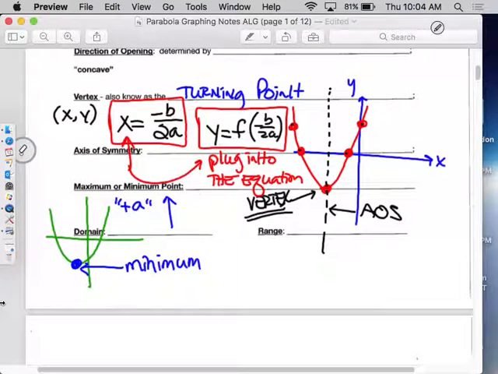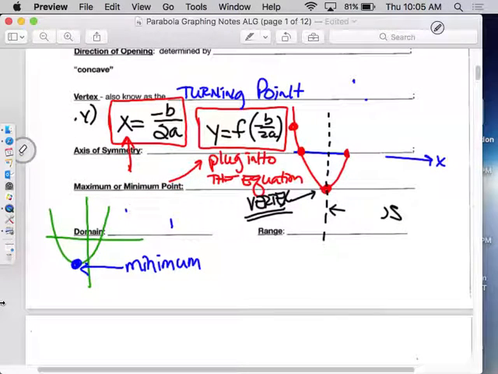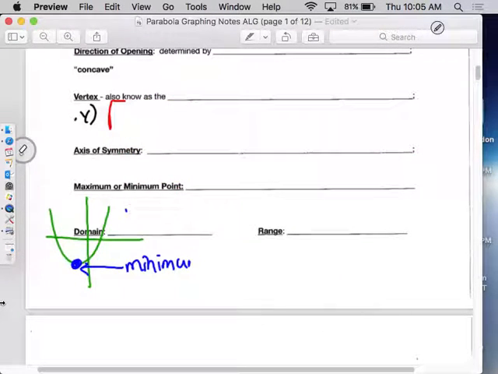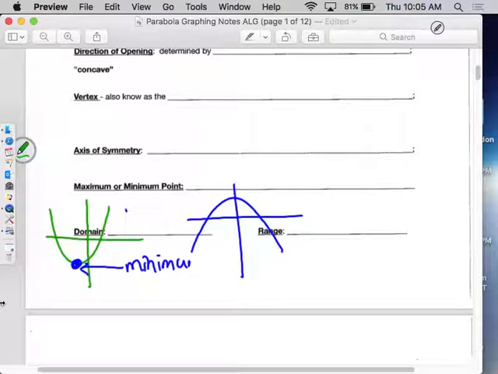I'm going to clear the board a little bit. When the shape curves down, the vertex would be sitting at the very top. The vertex serves as a maximum point. And the graph turns down when the lead coefficient, the A, is negative. Concave down or concave up. So it's a little bit of visual, a little bit of formula, a little bit of common sense.